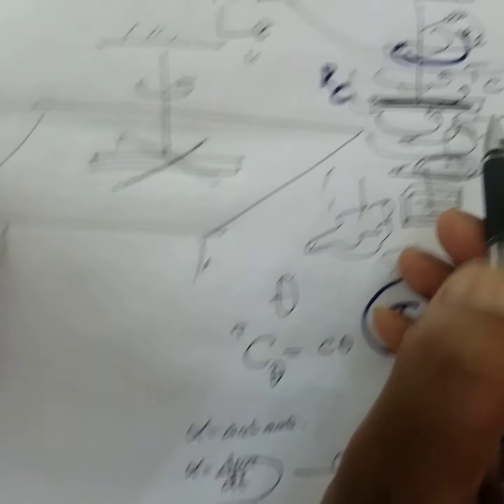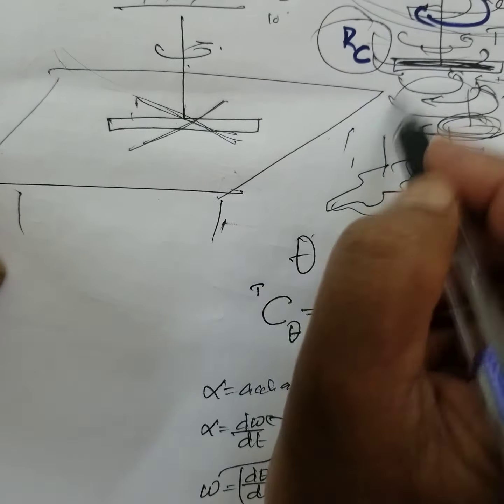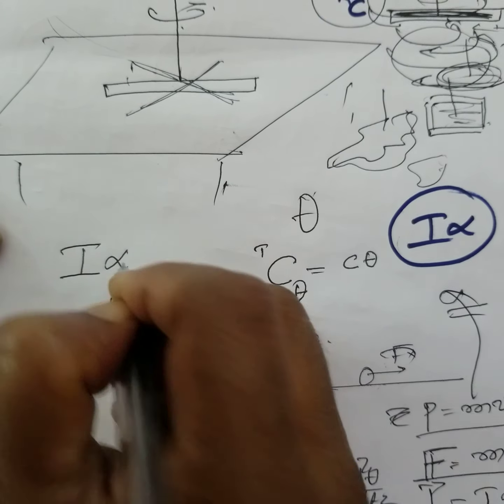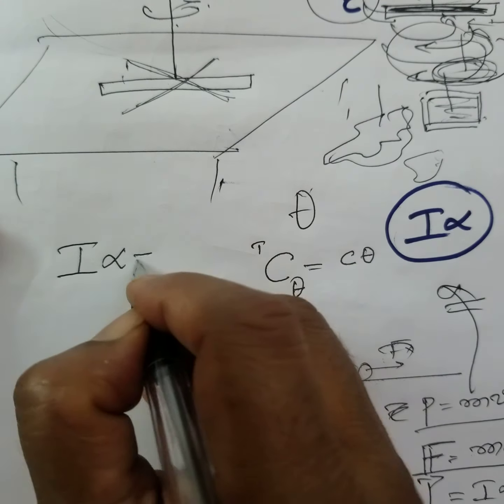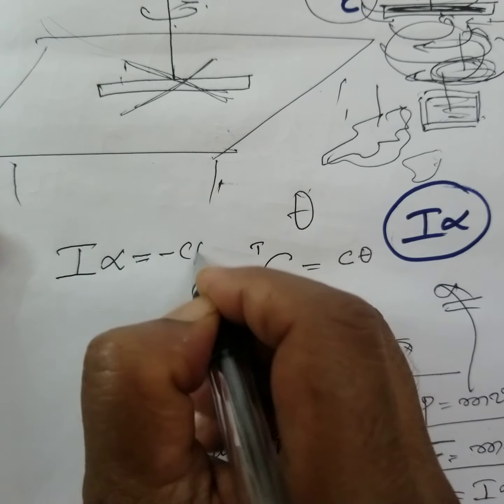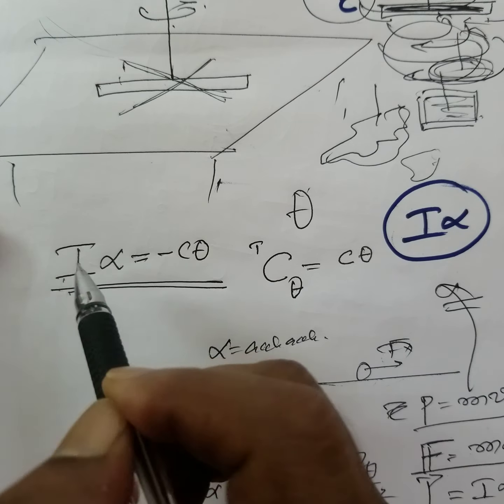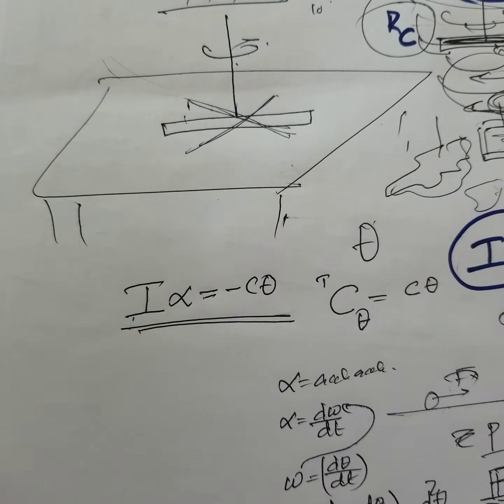During the oscillation, what will happen? Restoring couple is equal to twisting couple under the equilibrium. Therefore, restoring couple is equal to this, equal to force into this, equal and opposite. Where I is the moment of inertia, alpha is the angular acceleration. Here that is the thing.